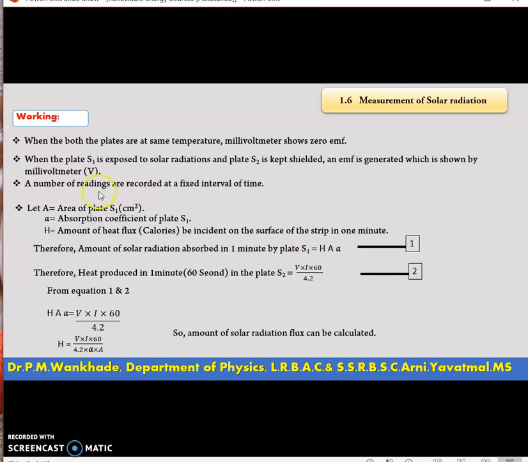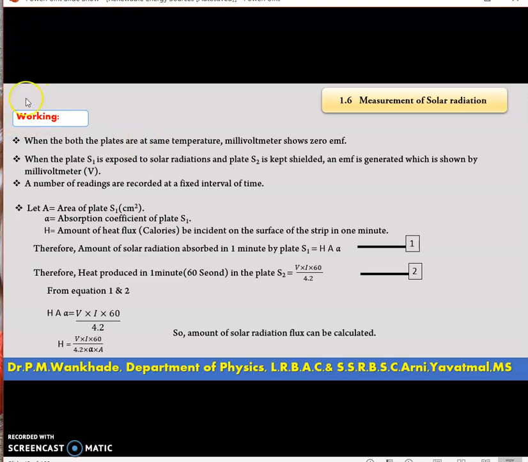Now we will concentrate on the working of this Armstrong pyrheliometer. When both the plates S1 and S2 are at the same temperature, the millivolt meter shows 0 EMF. When the plate S1 is exposed to solar radiation and plate S2 is kept shielded by a cover M, an EMF is generated, which is shown by the millivolt meter V. A number of readings are recorded at fixed intervals of time.